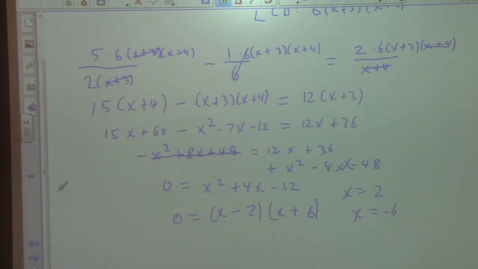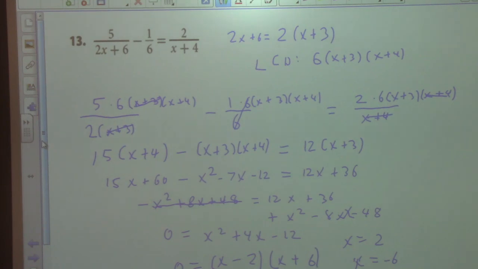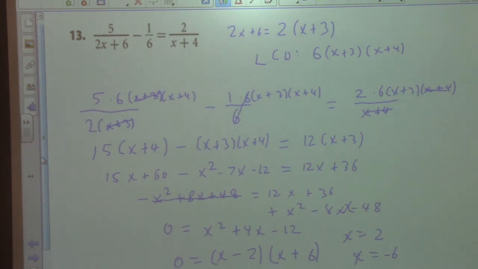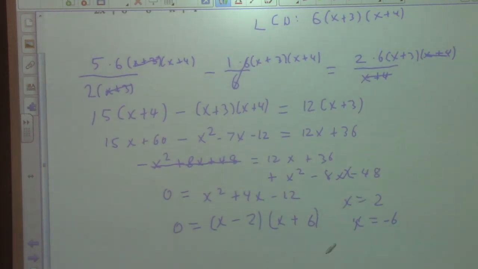And which ones are those excluded values? They're not excluded. Okay, so real solutions. Yeah, the real solutions.